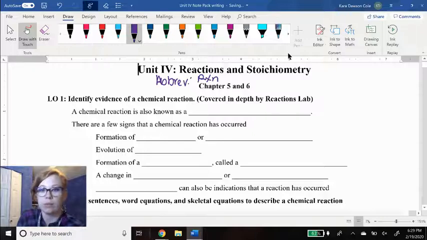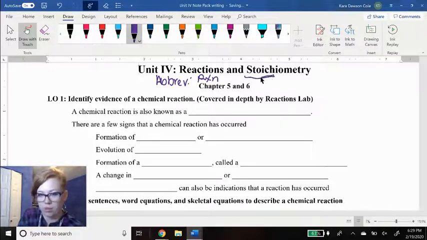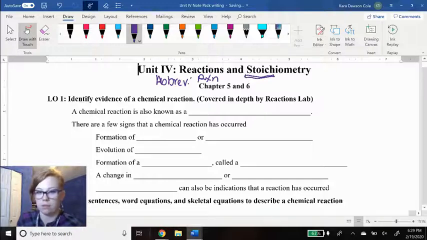Okay, and usually I will abbreviate stoic, just stoic. So that's my abbreviation for stoichiometry. So if I say stoic, what I mean is stoichiometry.